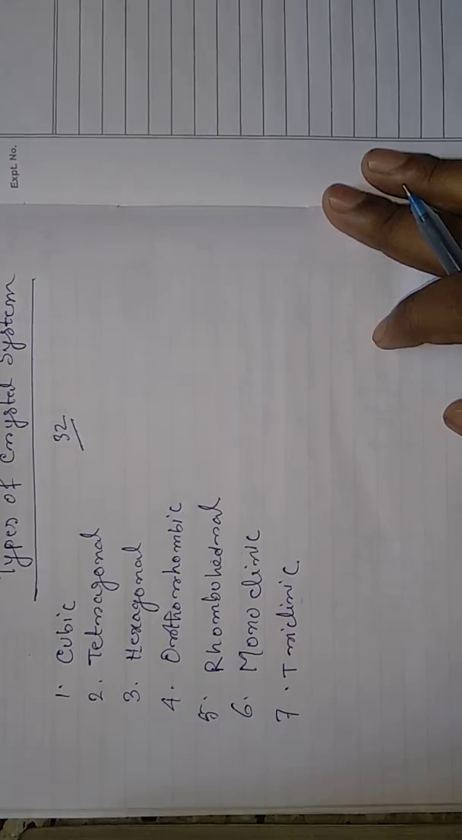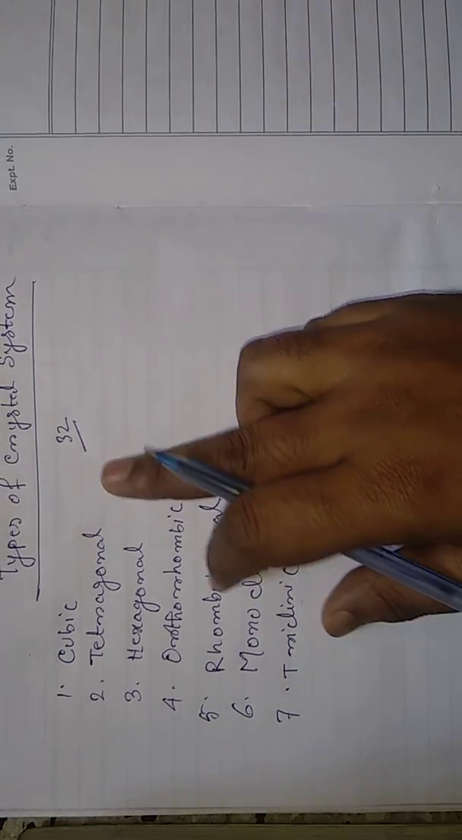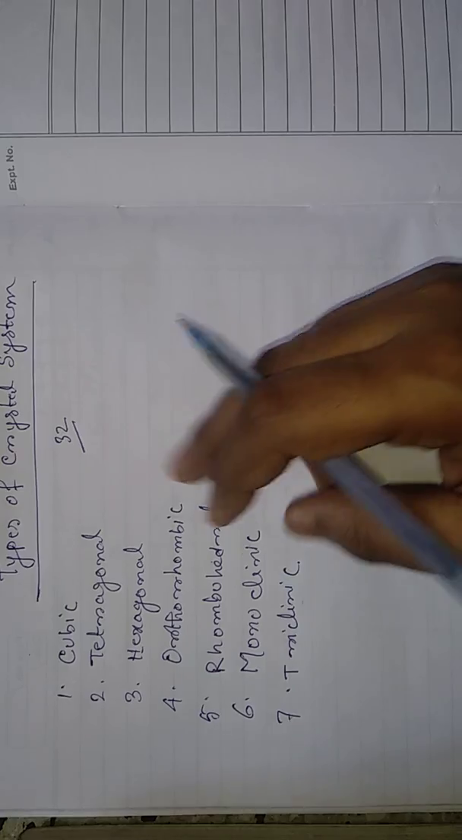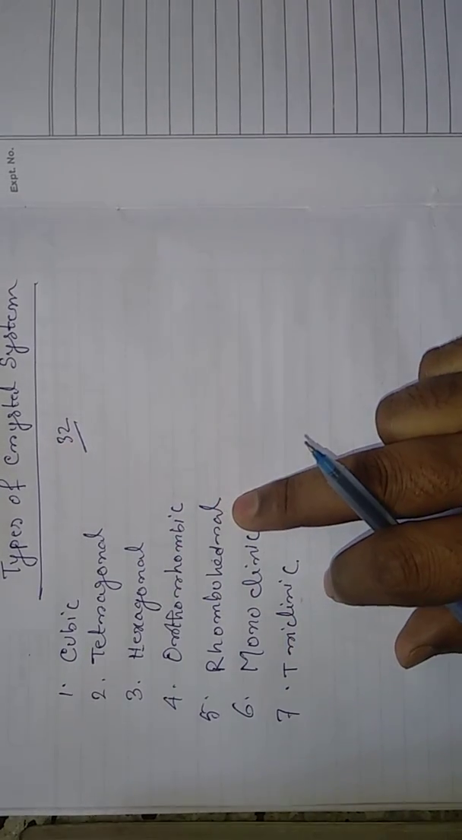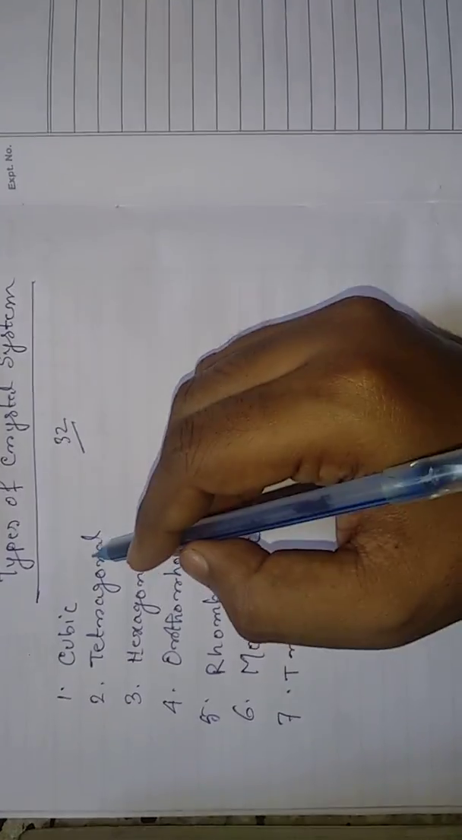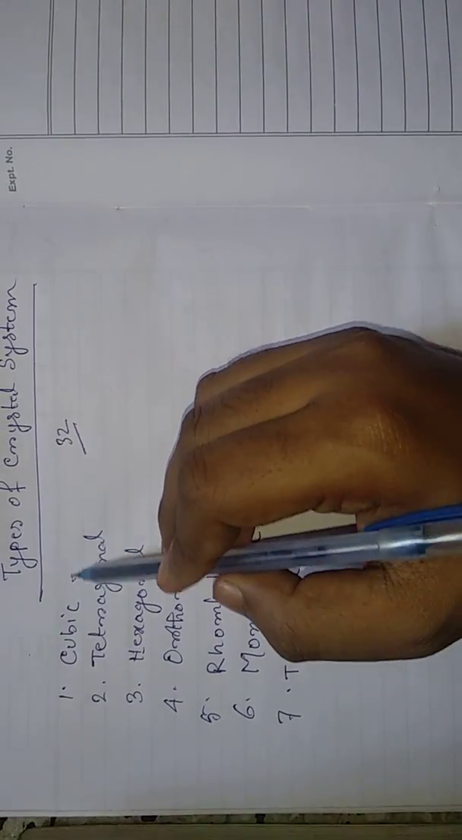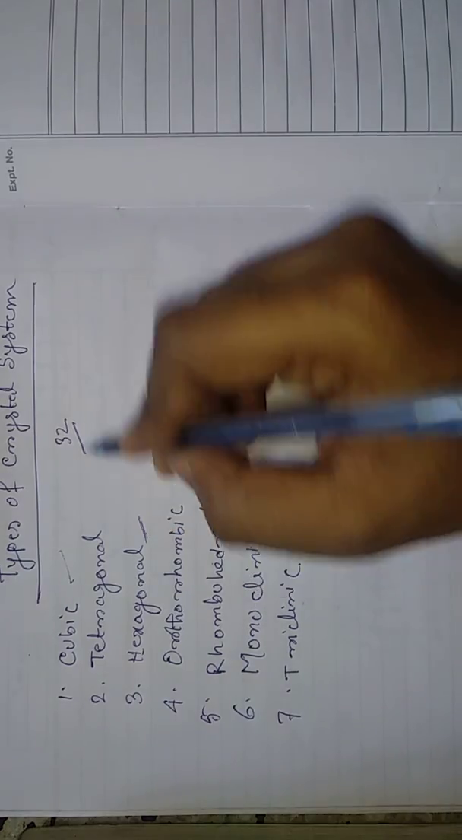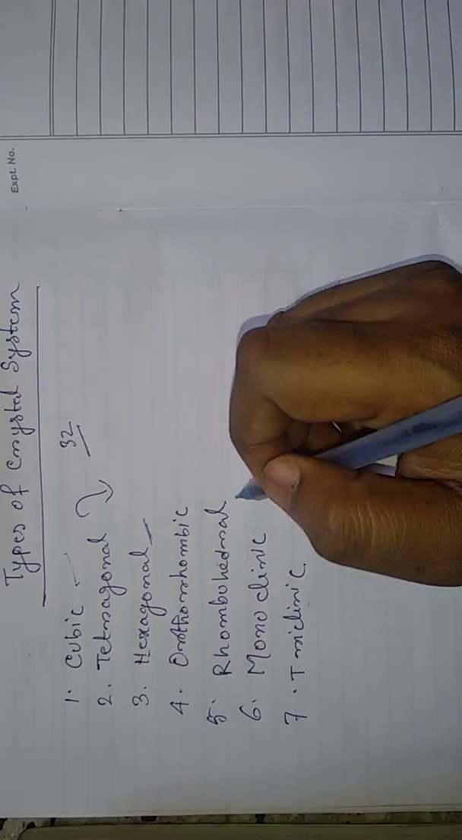In general, the 7 basic crystal systems are the cubic, tetragonal, hexagonal, orthorhombic, rhombohedral, monoclinic, and triclinic crystal systems. But in general we are concentrating basically on the cubic crystal system and the hexagonal crystal system. Now, the cubic crystal system.